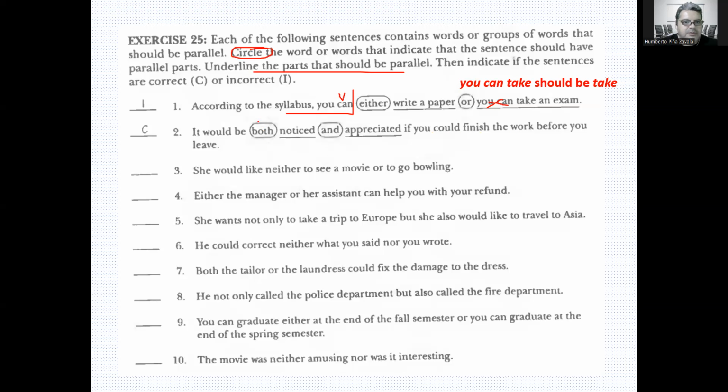It will be both noticed and appreciated if you could finish the work before you leave. We got the pair conjunction, it's fine, both and. Verbs in the past tense. There you go, right? Three minutes on the clock. Try to do it yourself.